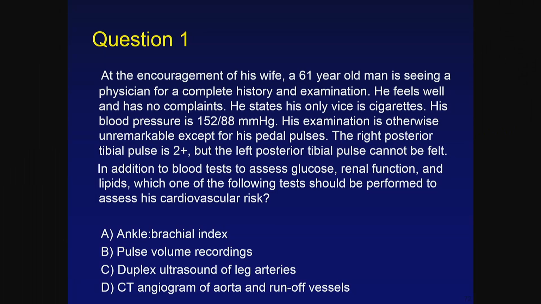We have a 61-year-old man who is seeing a physician for a complete history and examination. He feels well and has absolutely no complaints, but as you can see, he continues to smoke. He has mild hypertension, whose exam is notable for diminished pulses in the left foot. And the question here is, in addition to evaluating his renal function, lipid levels, glucose levels, which other tests would be reasonable to obtain in order to assess his overall cardiovascular risk?